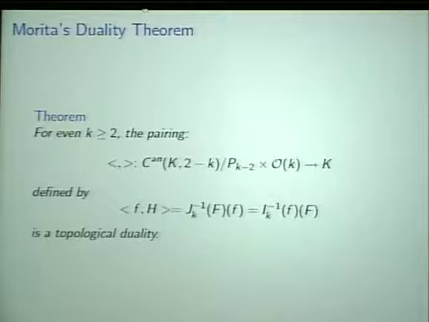So how does this fit into this picture of Morita duality? We can express the fact by saying that if you pick an even integer k bigger than or equal to 2, you have a pairing of topological vector spaces here. I mean, you can compute it either way. If you have an f here, then you can think of it as a distribution on this space, which you can then evaluate. Or if you have a function here, you can think of it as a distribution on this space and evaluate. Either one you want, it's the same. And that's G-equivariant by continuous duality.